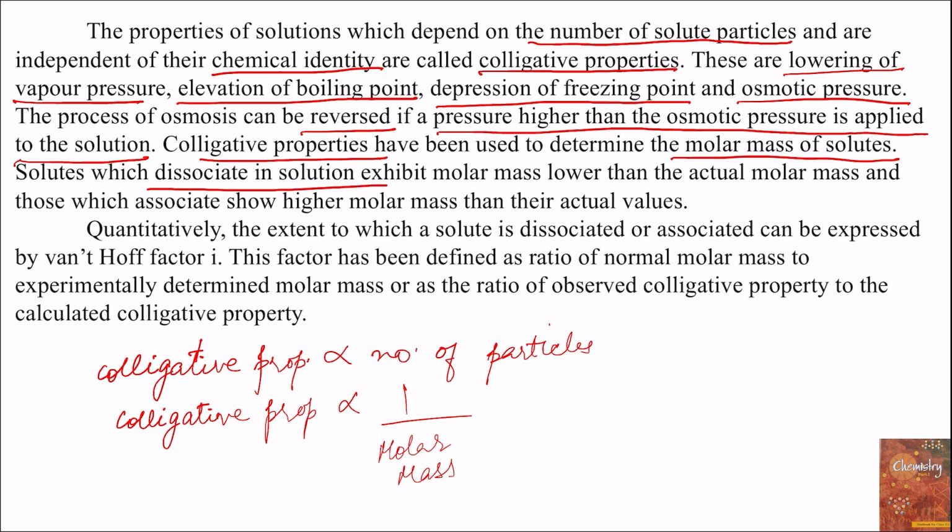Solutes which dissociate in solution exhibit molar mass lower than actual molar mass. So, for a solute which dissociates in solution, the number of particles increases, colligative property increases, and when colligative property increases, molar mass decreases. Therefore, solutes which dissociate in solution exhibit molar mass lower than the actual molar mass. What is actual molar mass? Actual molar mass is calculated from the molecular formula, and experimental molar mass is obtained from colligative property.